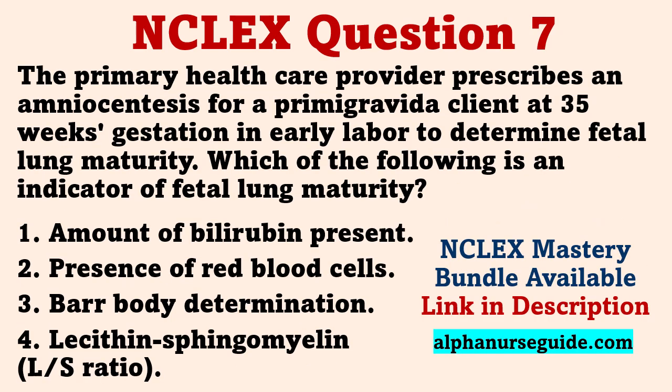The primary healthcare provider prescribes an amniocentesis for a primigravida client at 35 weeks gestation in early labor to determine fetal lung maturity. Which of the following is an indicator of fetal lung maturity? 1. Amount of bilirubin present. 2. Presence of red blood cells. 3. Bar body determination. 4. Lecithin sphingomyelin.